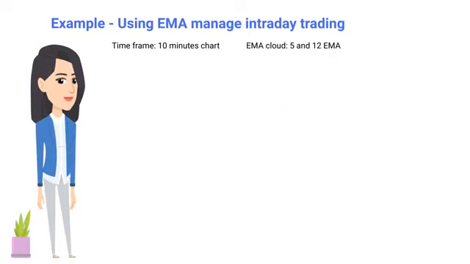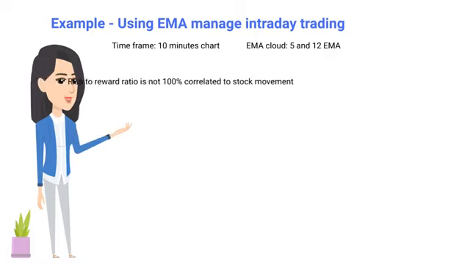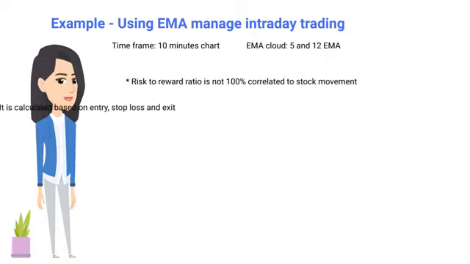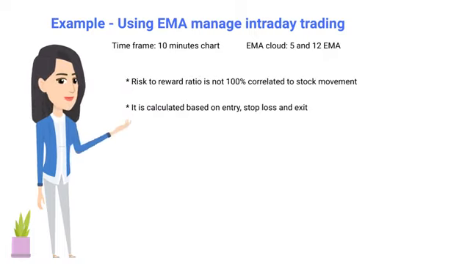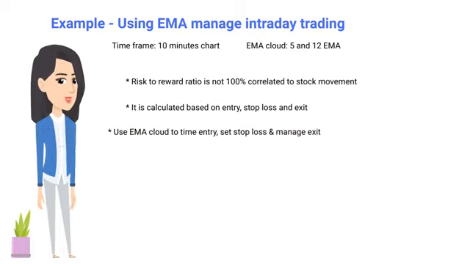Risk to reward ratio is not 100% correlated to stock movement, it is also based on entry point and stop loss. A better entry point and appropriate stop loss will increase the chance of having a good risk to reward ratio in trades. 1:7 or 1:9 risk to reward ratios are very good setups and they may not be commonly seen. However, in these examples, we are illustrating how you can use EMA Cloud to time your entry, set your stop loss and manage your exit point to achieve your goal.